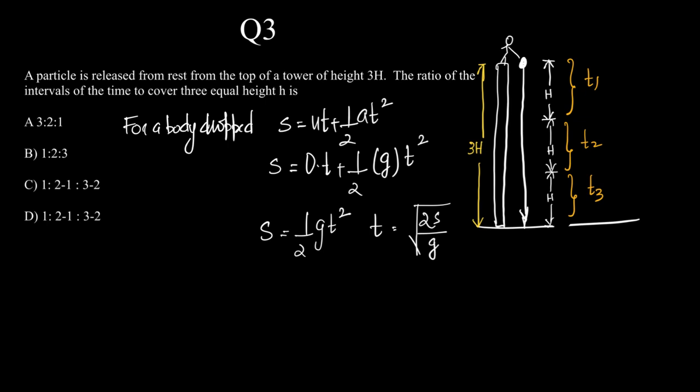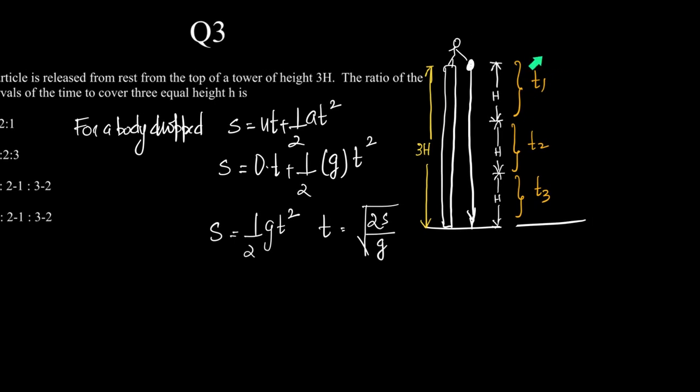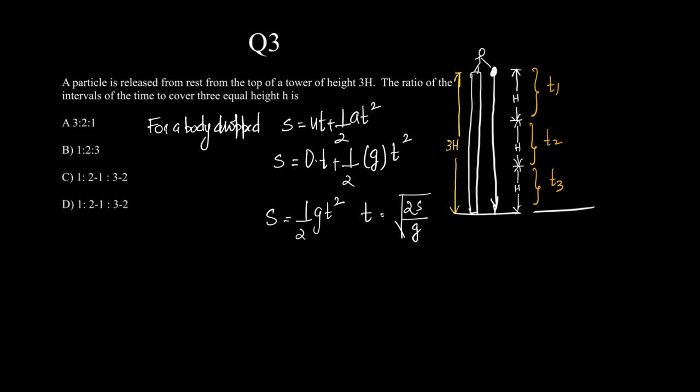So for the first one third, which is h here, that is time taken as t1. So if we write that equation here, what do we get? We get h is equal to half into g into t1 square, right? So what do we get t1 as? t1 is equal to root of 2h by g.